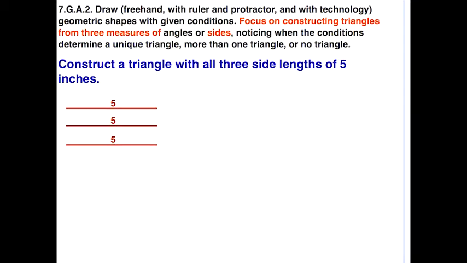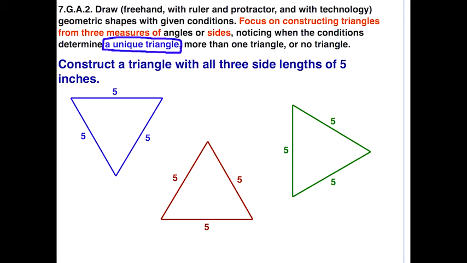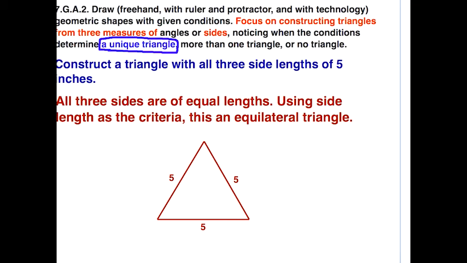Let's do this task. Construct a triangle with all three side lengths of 5 inches. So we have our three equal lengths of 5 each. Put them together, and again, students are going to come up with a unique triangle. In this case, again, all the students are going to get the exact same thing. What we have here are triangles that have all three sides being equal lengths. If we use side length as a criteria, then this is an equilateral triangle.